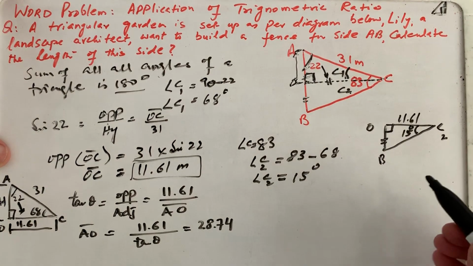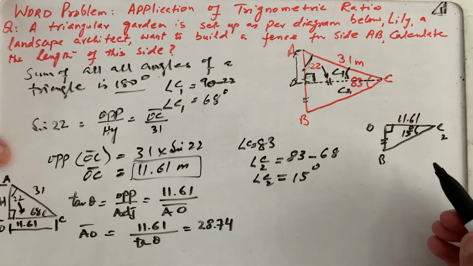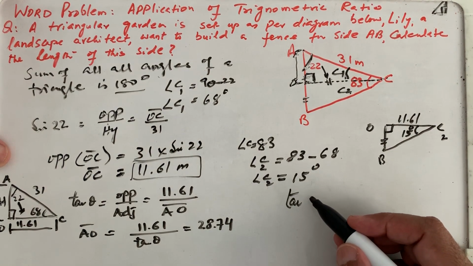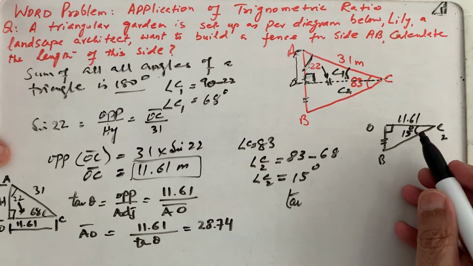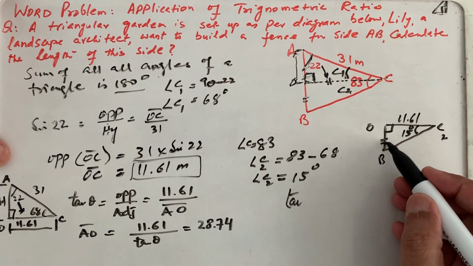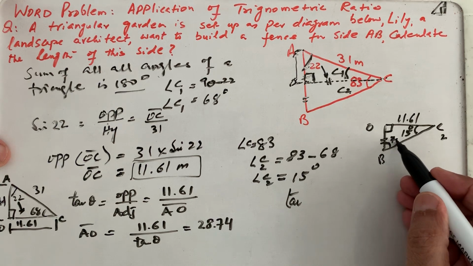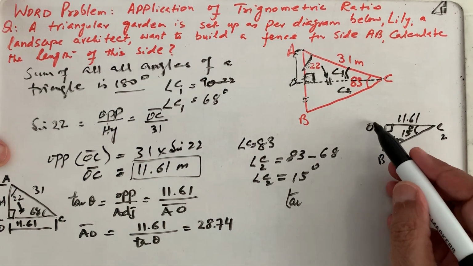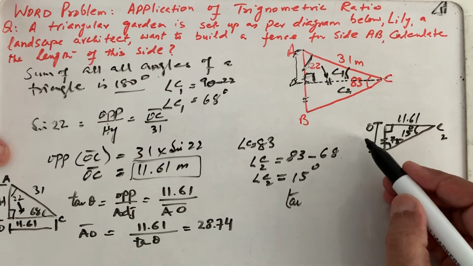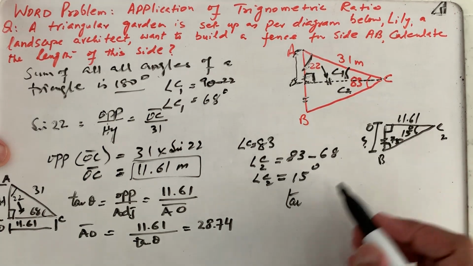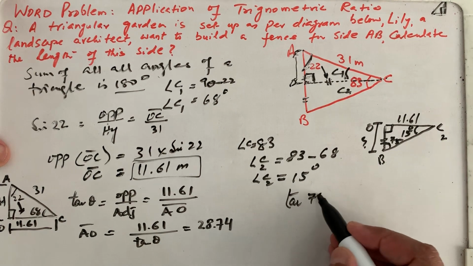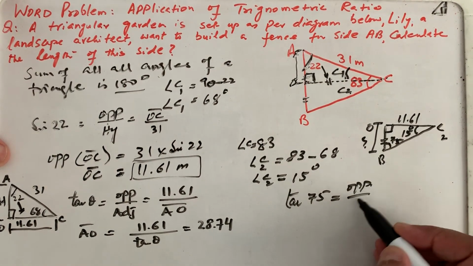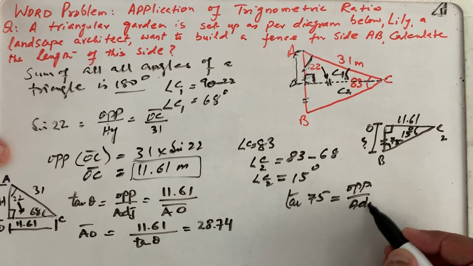Correct? Now I can use the trigonometric ratio. So which trigonometric ratio should I use? Let's say tangent. If this is 15, this is 75, right? So I can take any one. What I need is OB. OB is my unknown, right? So I will take tangent of 75, let's say. And tangent is opposite over adjacent, right?